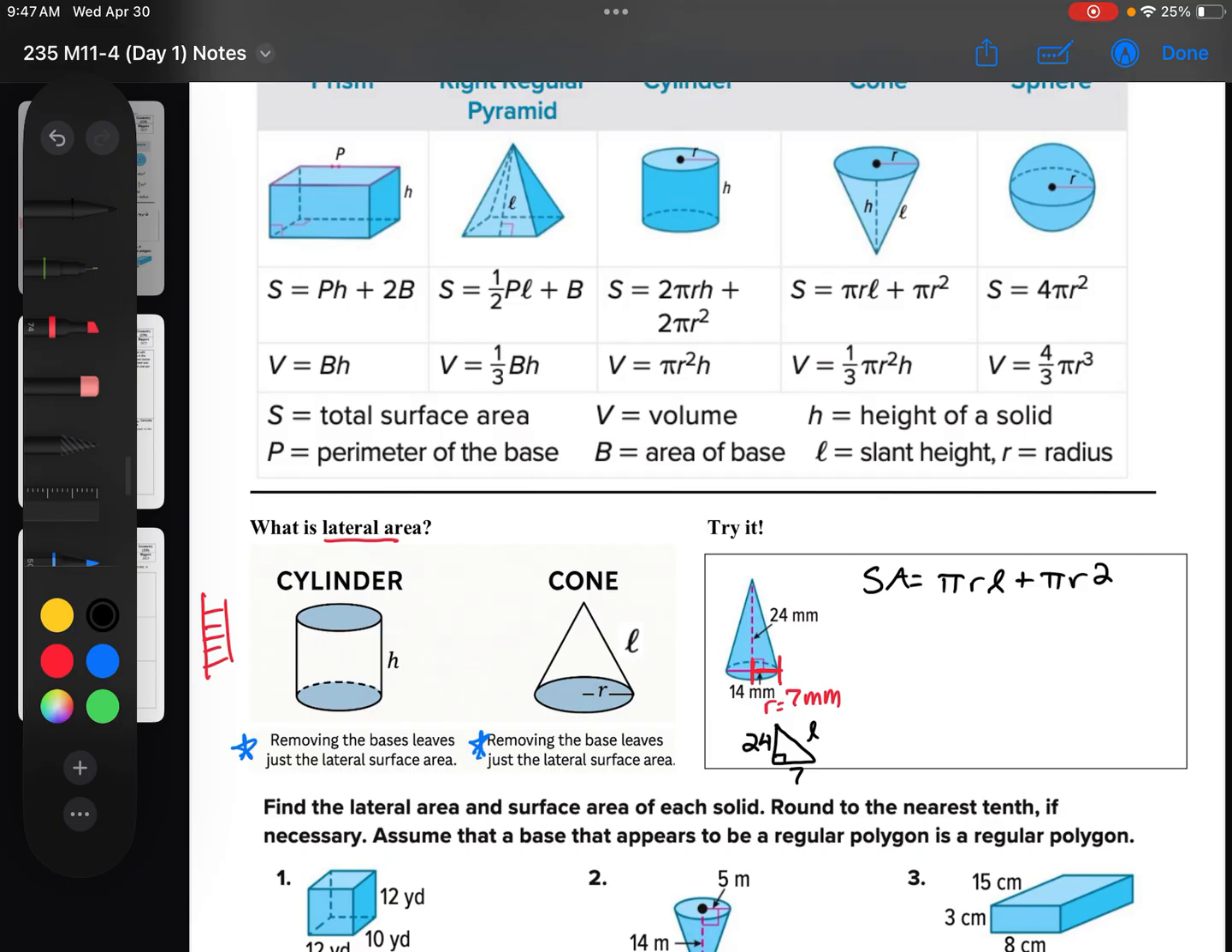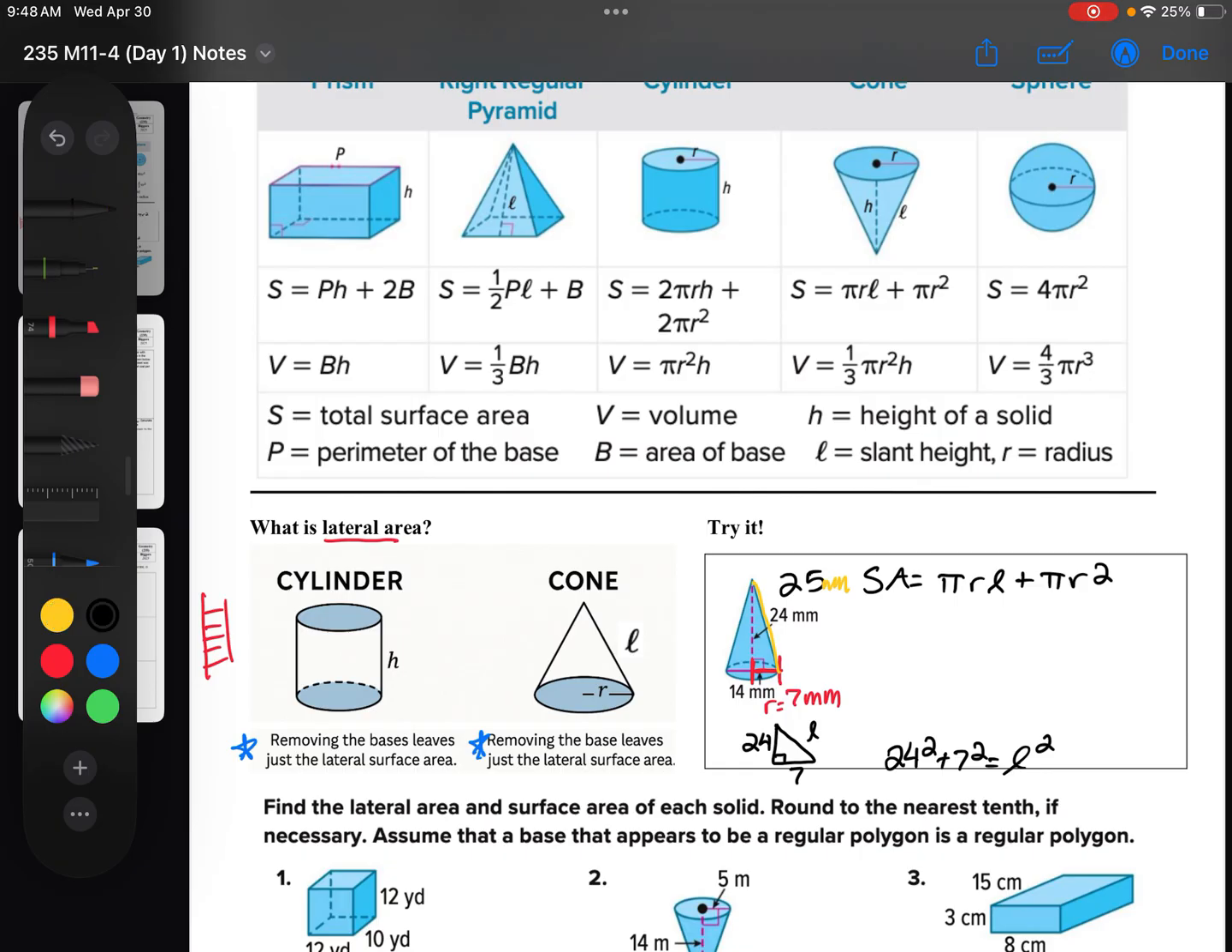So I'm going to do some quick Pythagorean theorem math. 24 squared plus 7 squared is equal to that squared. So we'll get 25 is the slant height. Okay. So make sure you know how to do that. You're going to need that in a couple of the problems.